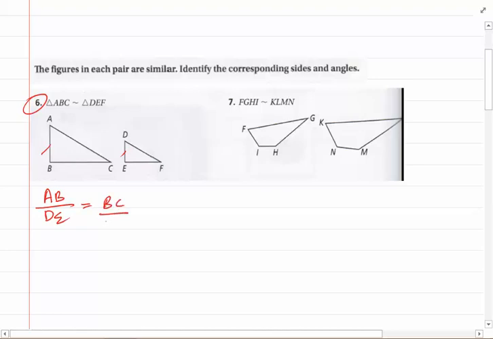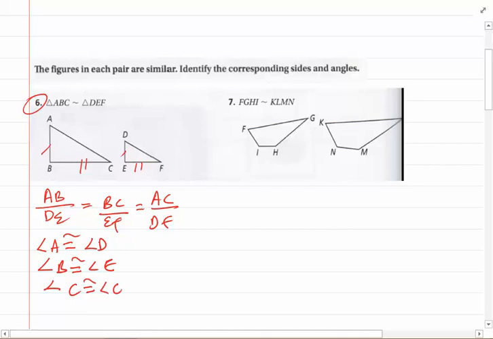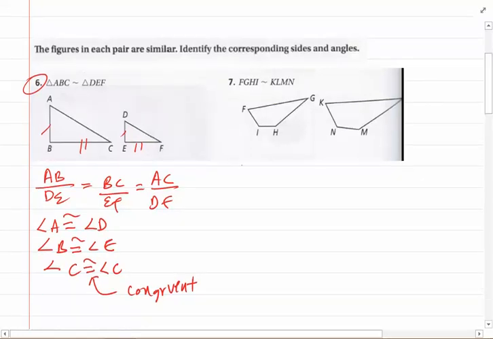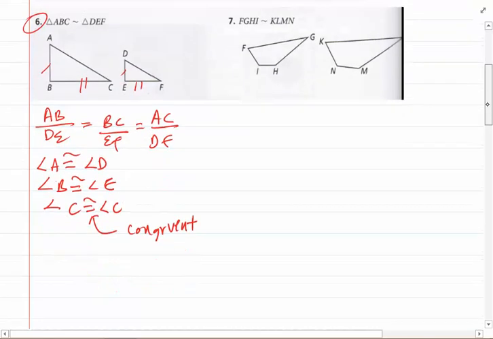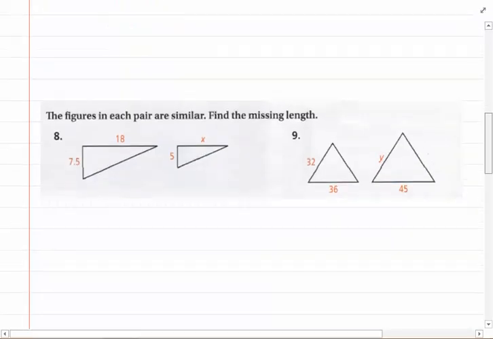like so. BC corresponds to EF here, and AC corresponds to DF. As well, angle A is congruent to angle D, angle B is congruent to angle E, and angle C is congruent to angle F. And this is a symbol for congruent, which means same shape, same size, identical values. That's what congruent means.